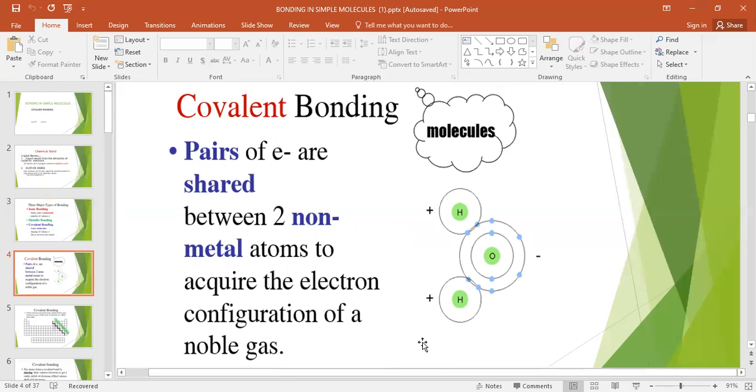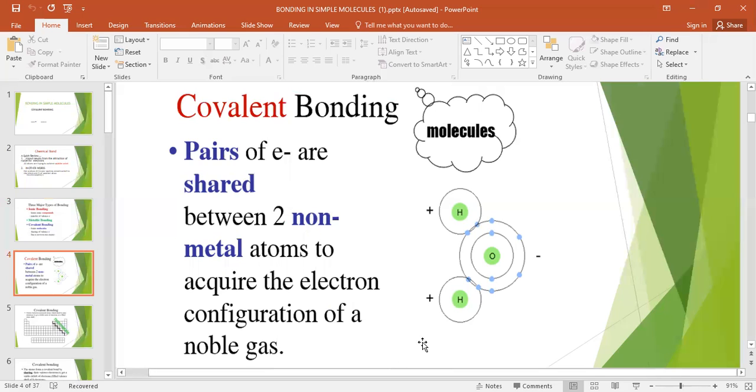Now, we need to focus on covalent bonding. This is just information on how you differentiate between ionic and covalent. The only difference is that ionic bond forms between metal and non-metal, but covalent bond forms only between two non-metals. You can see there, covalent bond forms only between two non-metals, not metal and non-metal. This is the big difference between ionic and covalent.